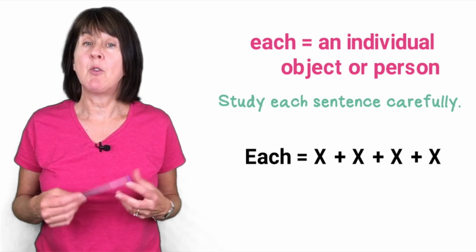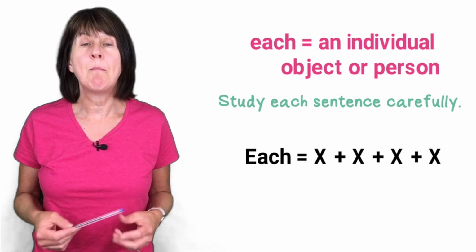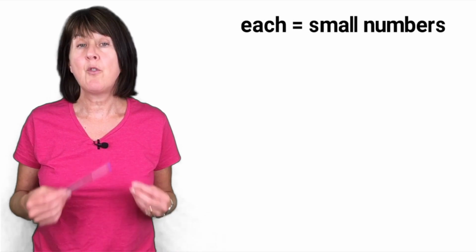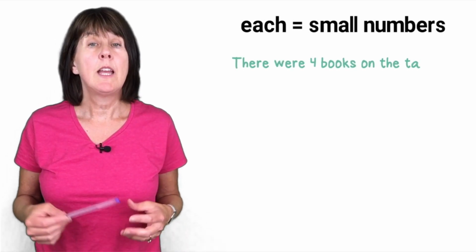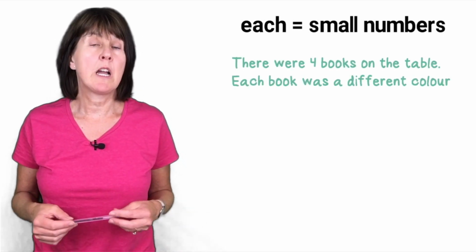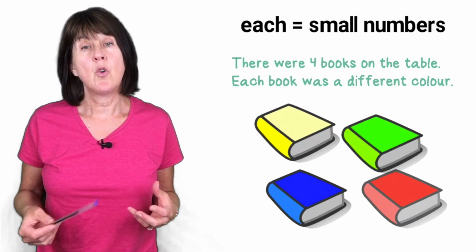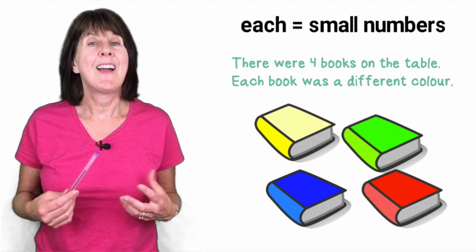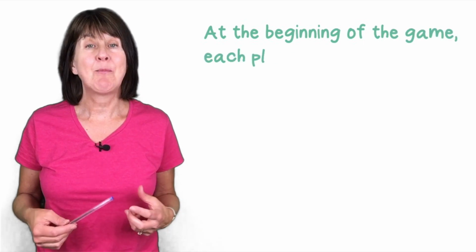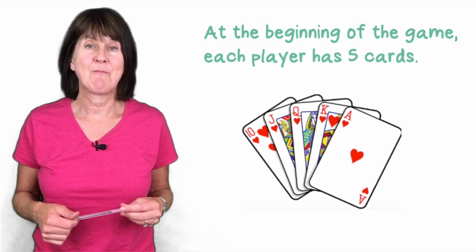And each is more usual for a small number. There were 4 books on the table. Each book was a different colour. Or in a card game, you could say, at the beginning of the game, each player has 5 cards.